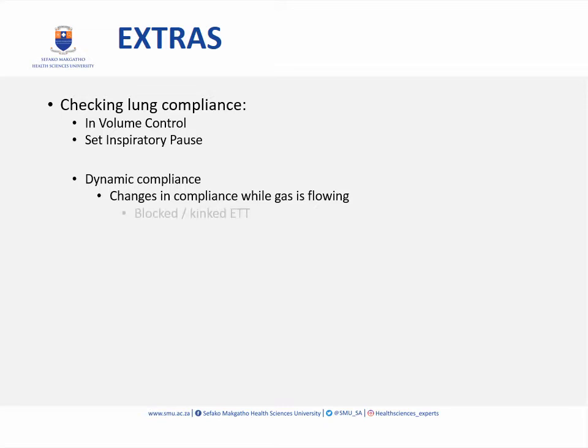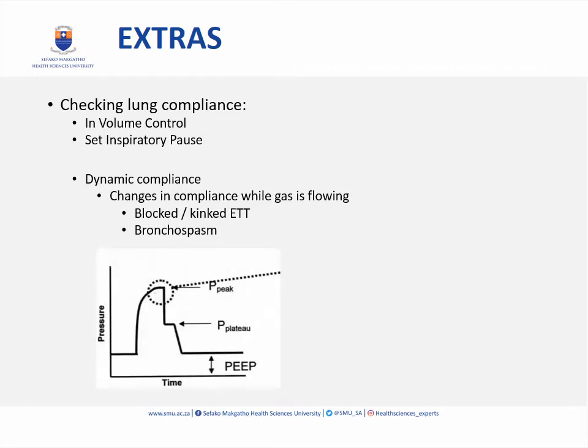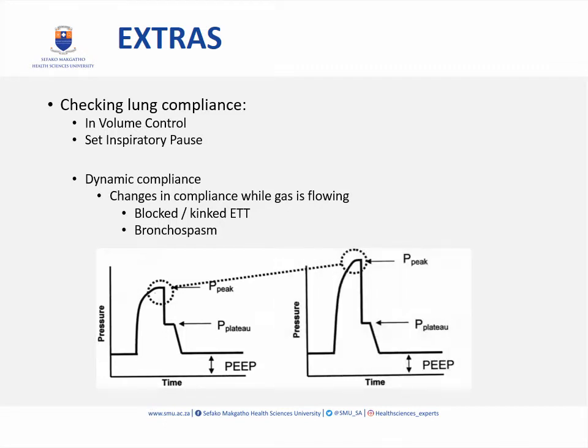So either the ET tube is blocked or kinked, or the patient has bronchospasm. So it's something to do with how easily the gas can move in and out of the lungs. Now, in this case, the peak pressure will increase, but the plateau pressure remains the same. So let's look at a graph of that. So here we have a little graph showing pressure versus time, which shows our peak pressure and our plateau pressure. And then we're going to have a dynamic compliance change. So let's say that there's a kink in the tube that is suddenly formed. And you can see here that the peak pressure has shot up, but the plateau pressure has remained the same.